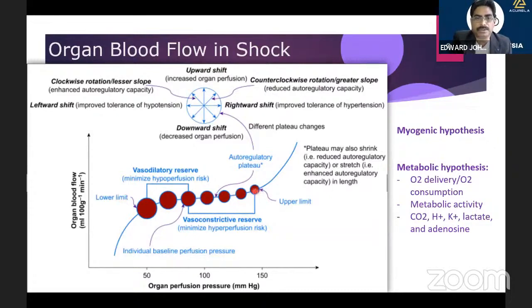So the myogenic hypothesis: whenever the pressure is high, it causes vasoconstriction by constriction of the vascular smooth muscle, so it reduces the blood flow to the end organ. Whenever there is hypotension, this myogenic mechanism dilates the vascular smooth muscle and increases the perfusion of the end organ. So this is the auto-regulation. Another auto-regulation is the metabolic hypothesis. It acts after the precapillary sphincter. It depends upon the oxygen delivery and consumption by the cell and metabolic products: carbon dioxide, hydrogen ion, potassium ion, lactate, and adenosine. We will see it later.